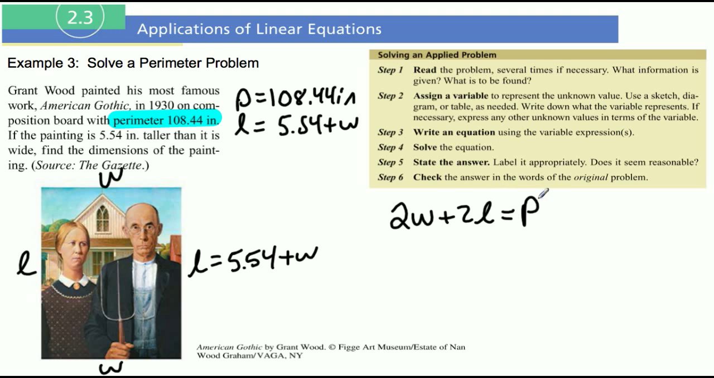So now we can do some substitution. We don't know what W is, but we do have an expression for L. L is 5.54 plus W, so I can replace L with that. I can also replace the P with 108.44. So I have some substitutions. Notice what I'm doing right now: I wrote an equation, which I did, but now I need to substitute the values that I know.